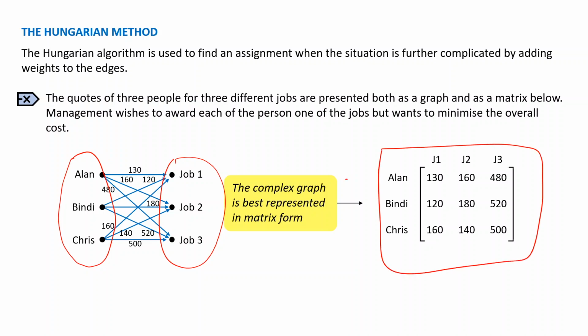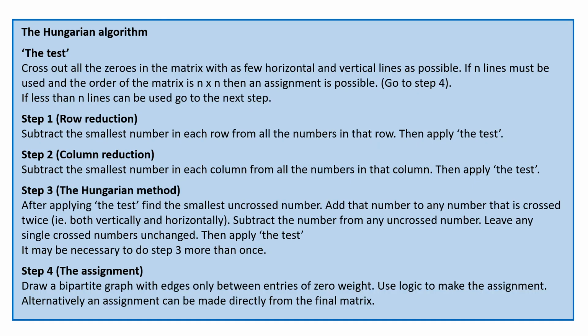So we have Alan, Bindi, and Chris, and their quotes for job 1 are 130, 120, and 160. The task is to assign one job to each person for as little cost as possible. One of the ways we can do this is by using the Hungarian method, or the Hungarian algorithm. So we have the test: we have to cross out all the zeros in the matrix with as few horizontal and vertical lines as possible. If n lines must be used, and the order of the matrix is n by n.